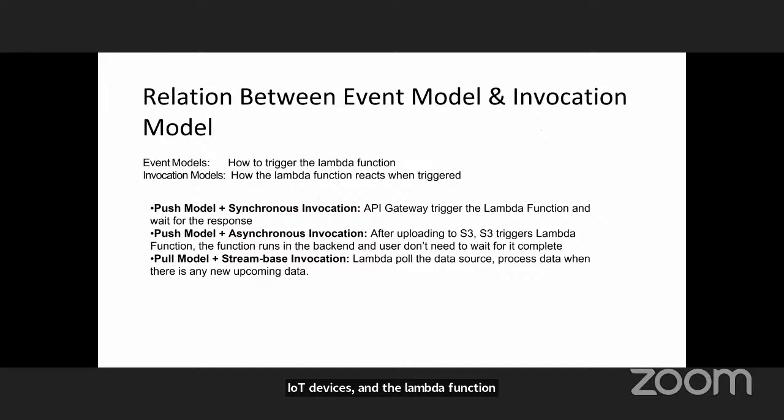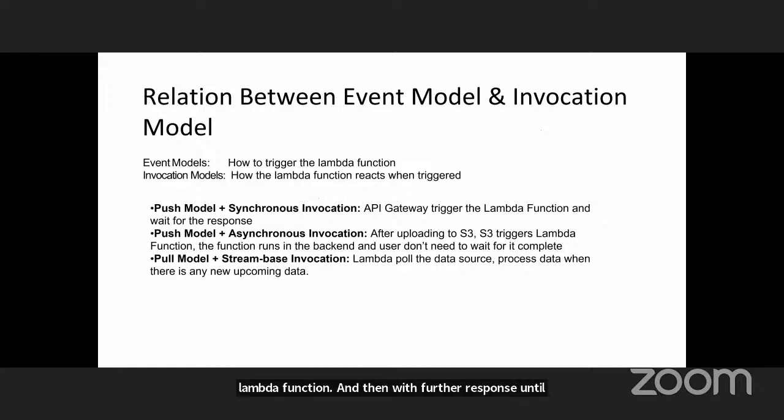Now let's combine these two together. The relation between the event model and the invocation model is that the event model is about how to trigger the Lambda function, while the invocation model is about how the Lambda function reacts when triggered. And we can use a combination of them to perform different tasks. For example, the push model with synchronous invocation is like API Gateway getting requests from a user and then triggering the Lambda function and then waiting for the response until the Lambda function finishes.